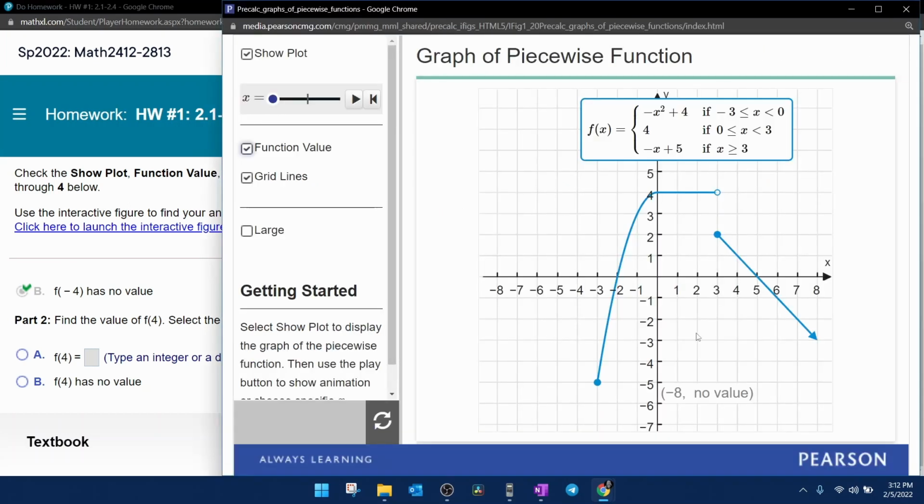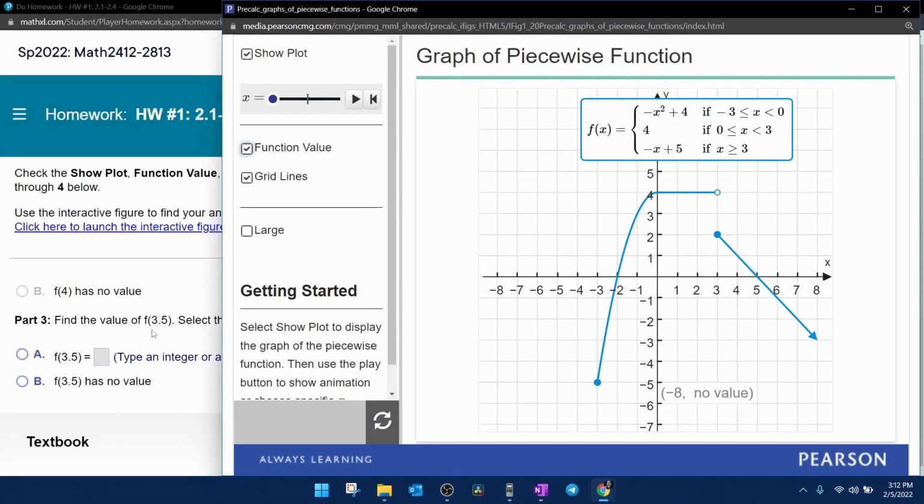Part 2, find the value of f of 4. So again, back to the graph, if I go to where x is 4, I see that the graph exists at a height of 1. So remember, f of x means y. This is saying when x is 4, what's y? And the y is 1.